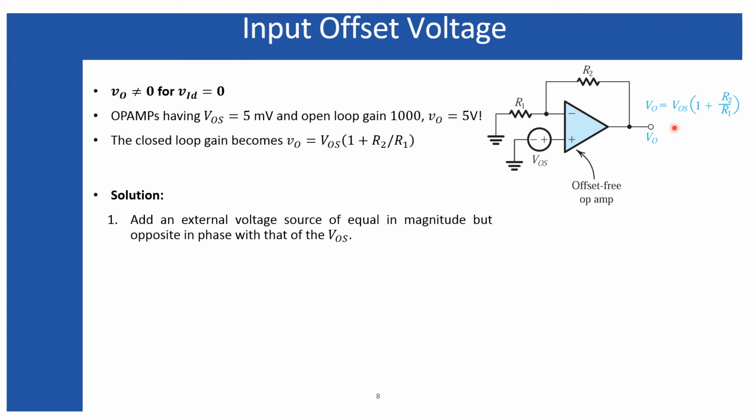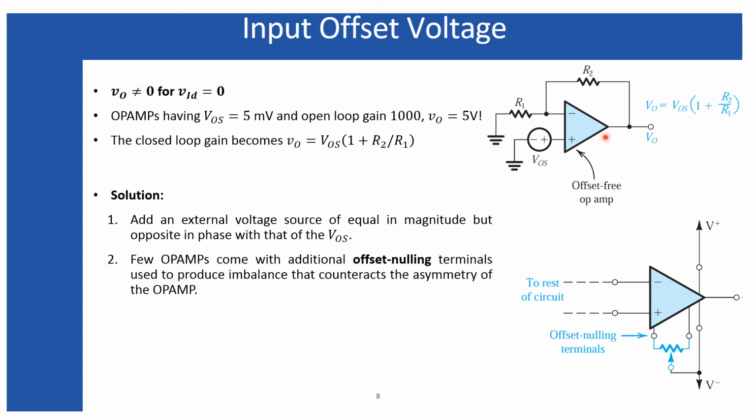Solution is that if you know what is the offset voltage, then you should connect another external voltage having equal magnitude to the offset voltage but opposite in phase. So that external voltage will cancel the effect of the offset voltage and bring down the output voltage to 0, and then you can apply the operational amplifier as usual in inverting mode or non-inverting mode.